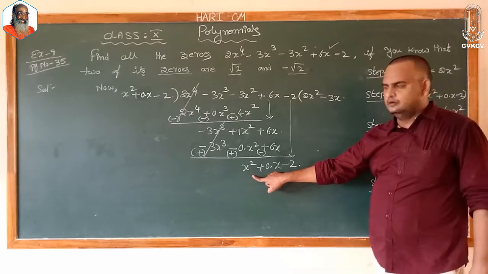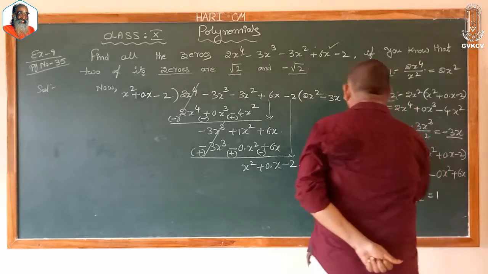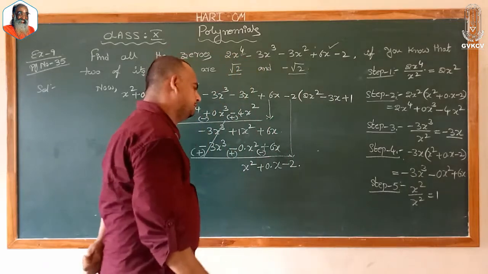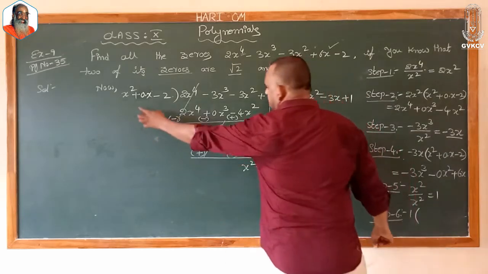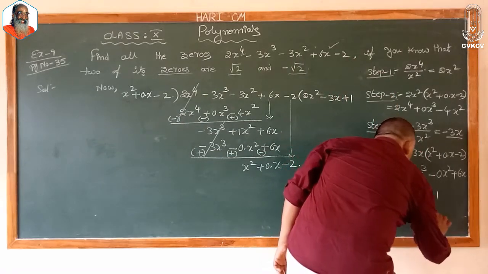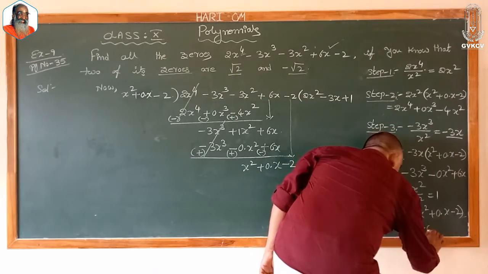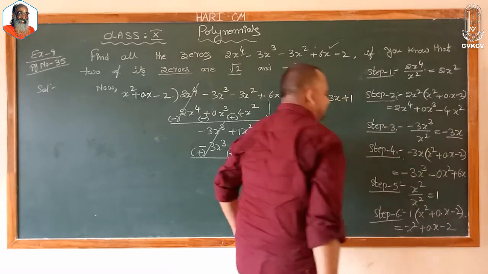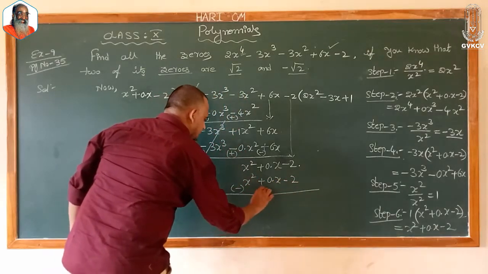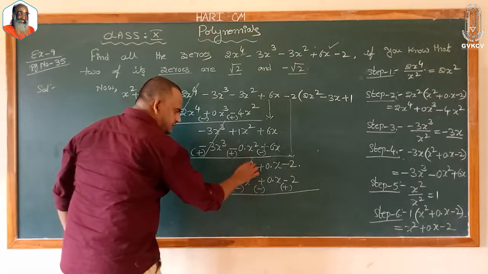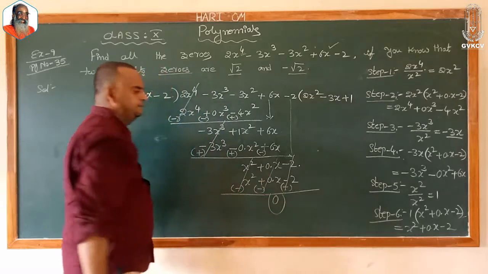The first term x square and here the first term x square, divided. So x square by x square is equal to 1. So here I should write the quotient 1. Now step 6. With this quotient 1, we should multiply the divisor, so x square plus 0 into x minus 2. When we multiply, 1 into x square, 1 into 0 into x is 0x, 1 into minus 2 is minus 2. Now what we have? X square plus 0 into x minus 2. Again change of the signs, minus, minus, plus. X square minus x square cancel. 0 minus 0 cancel. Minus 2 plus 2 cancel. Total what we have? 0.